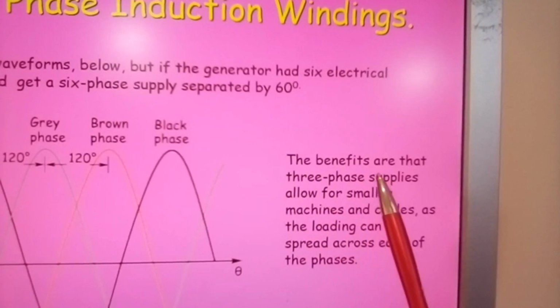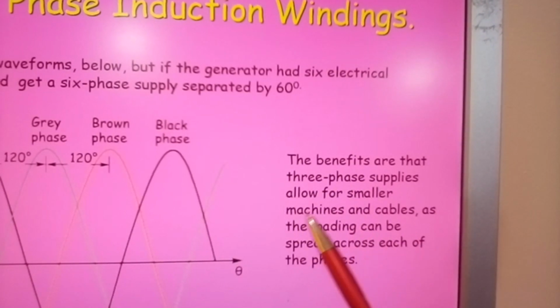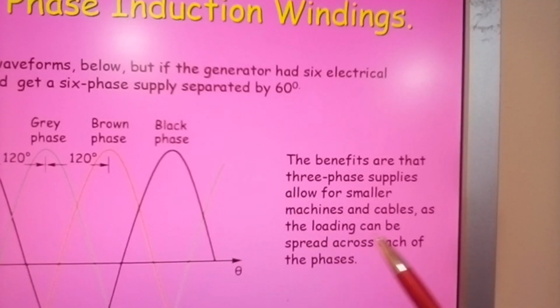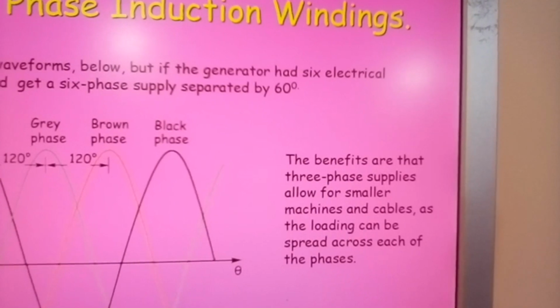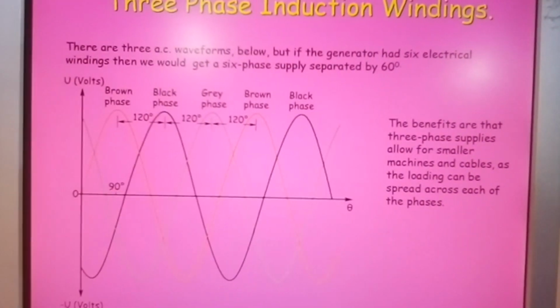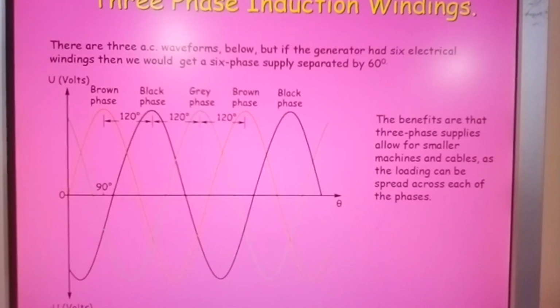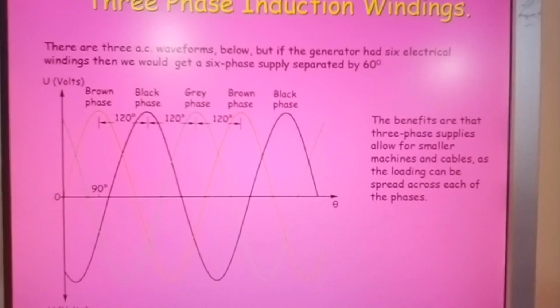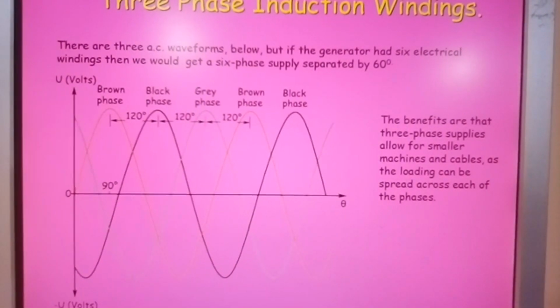Here, the benefits are that 3-phase supplies allow for smaller machines and cables, as the loading can be spread across each of the phases. Okay. So by having 3-phase, it allows us to use smaller cables, which cuts down on cost, which cuts down on energy consumption, etc.